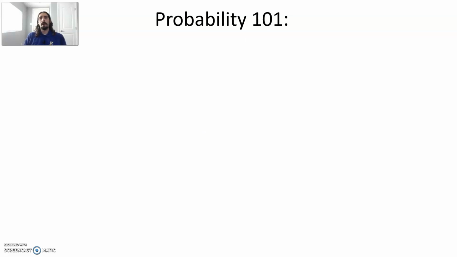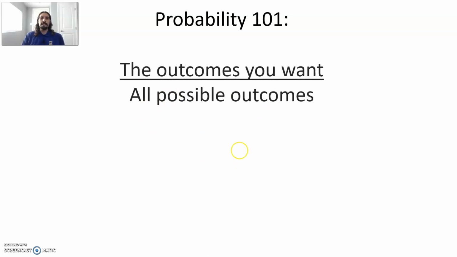A few things about probability. Fundamentally, it's the outcomes you want over all possible outcomes. A great example of this would be flipping a coin. You might say, what is the chance of getting heads? Well, there's two sides, heads and tails, so that's all possible outcomes. What do you want? Just heads, so 1 over 2.